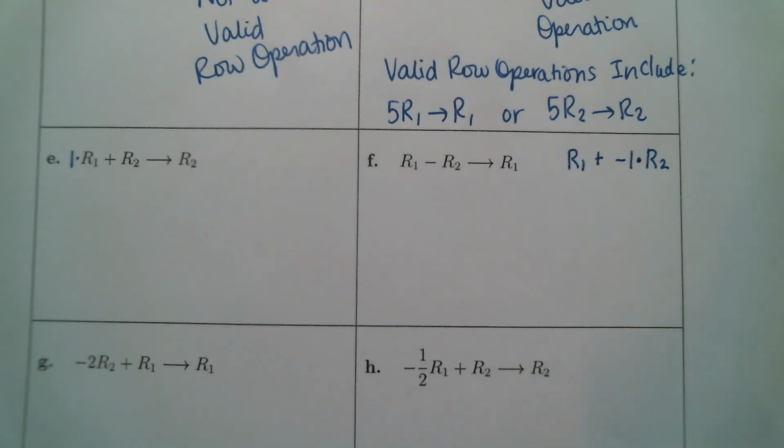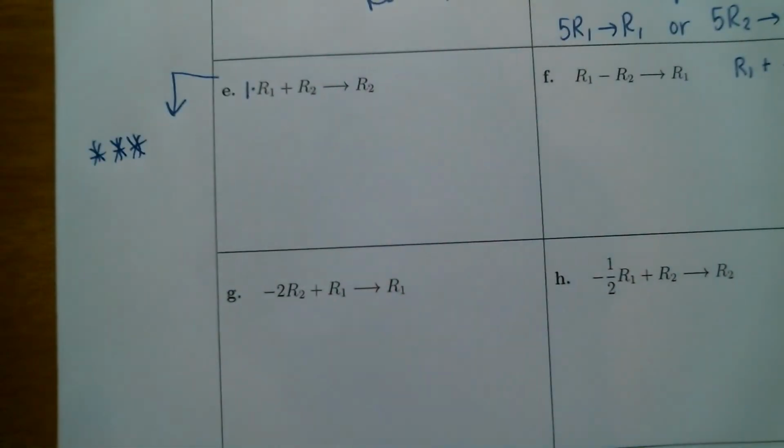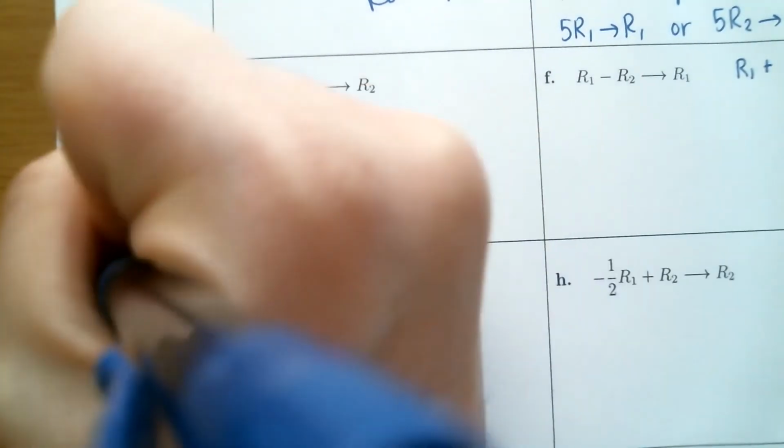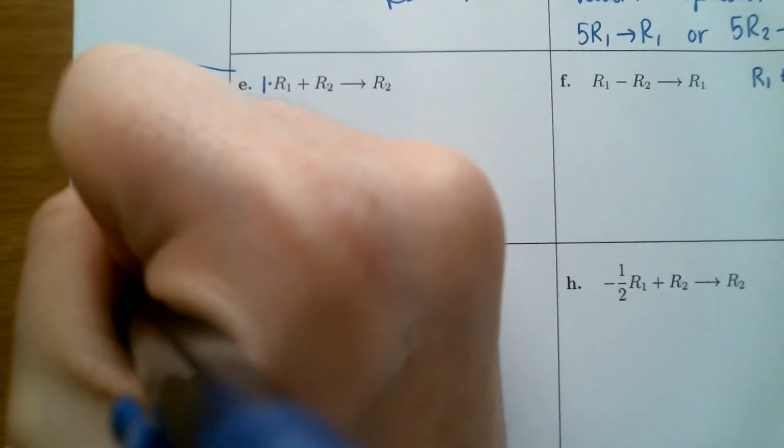So what you need to get out of E and F before we actually even do it, this is big. This will help you a lot. You are allowed to add or subtract 2 rows.